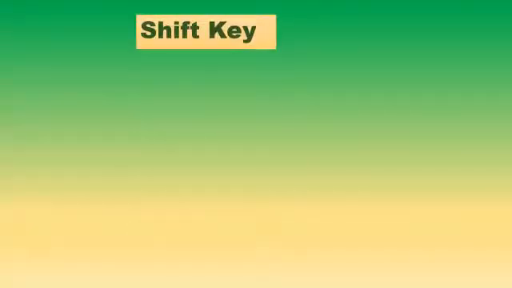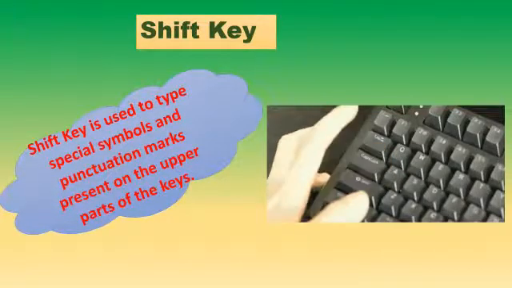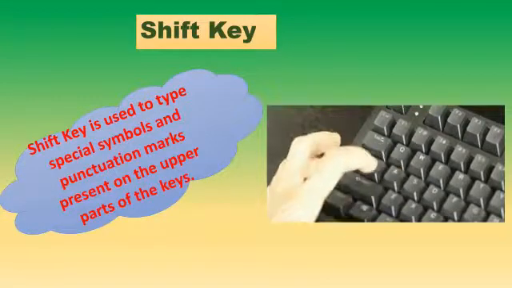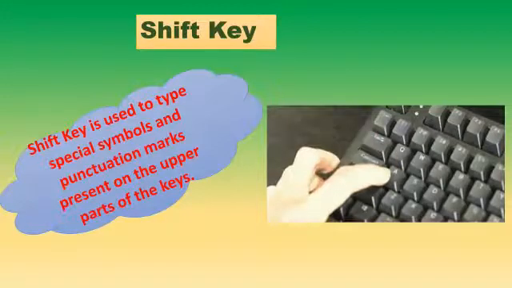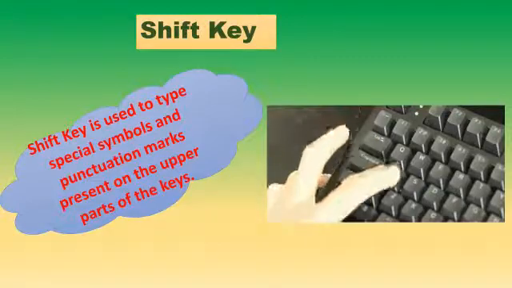Let us see the use of Shift key. The Shift key is used to type special symbols and punctuation marks present on the upper part of the keys. There are two Shift keys on the keyboard.